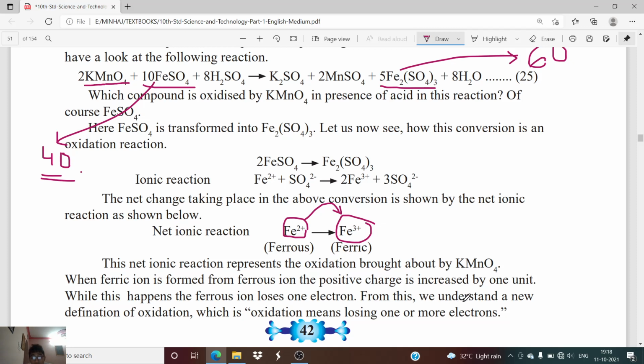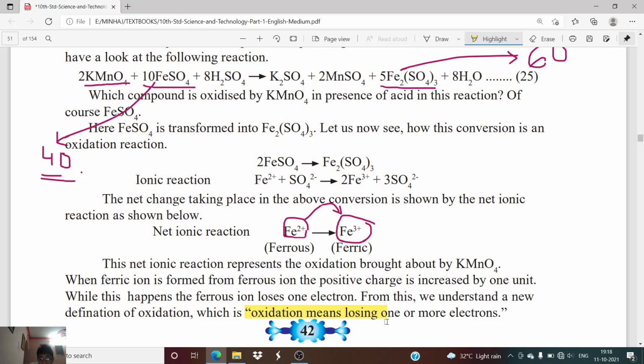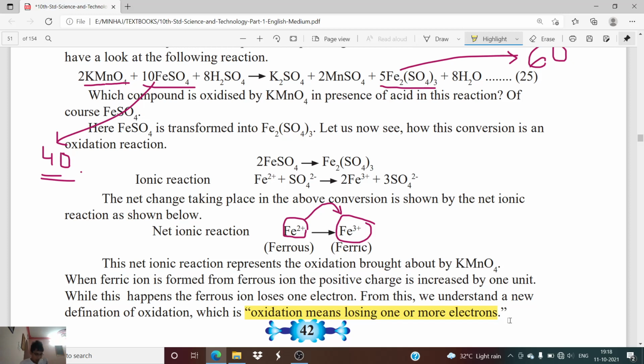From this we understand a new definition of oxidation: oxidation means losing one or more electrons. This is the most correct and precise definition of oxidation. Oxidation is nothing but losing one or more electrons. So when an atom loses one or more of its electrons, then we can say that the atom or the element has performed an oxidation reaction.